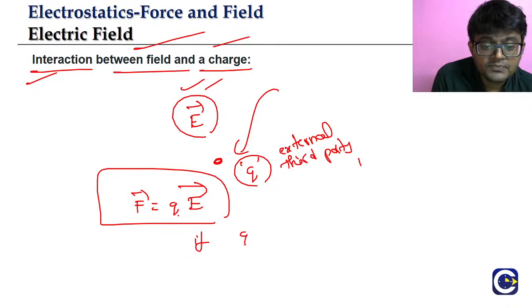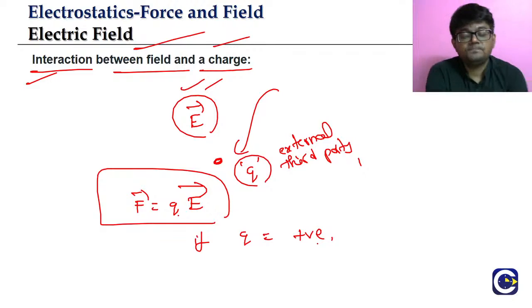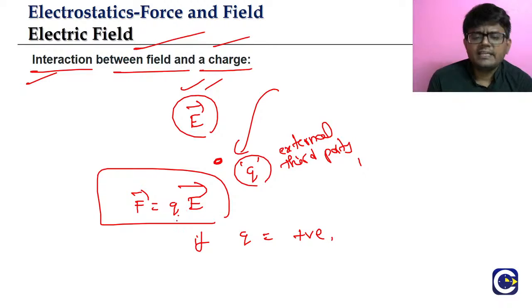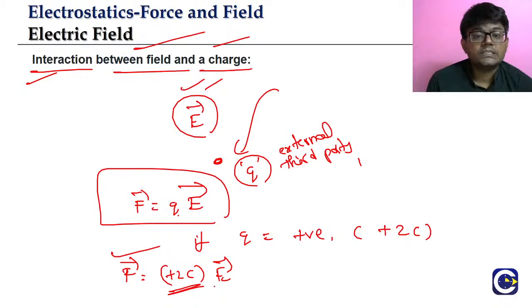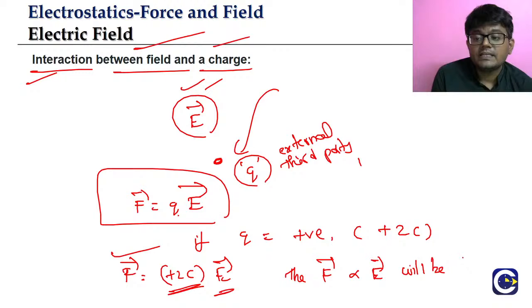If q is positive, வெச்சுக்கோங்க. Q is positive means what? பாருங்க, q can take any value. ஒரு sample value எடுத்துக்கோங்க, +2 coulombs. Then force is equal to what? +2 coulombs into E bar. Careful observe பண்ணுங்க. The force is equal to some positive number into electric field. அதுல இருந்து நமக்கு என்ன தெரியும்? The force and E bar will be in the same direction.